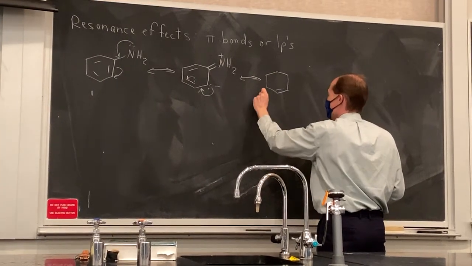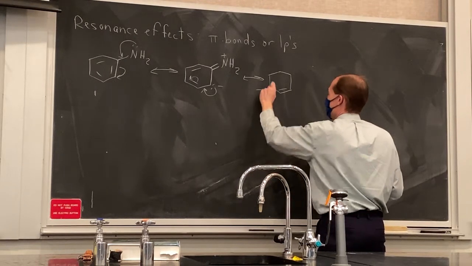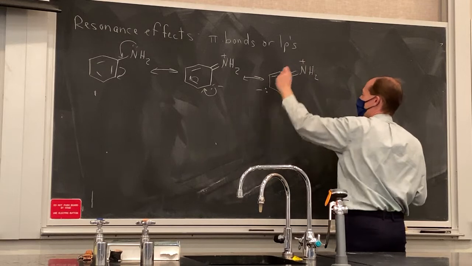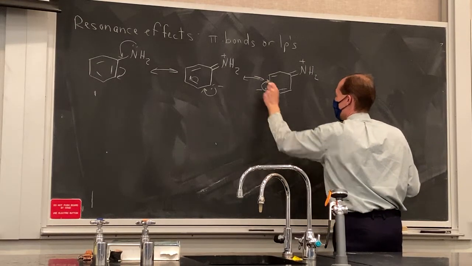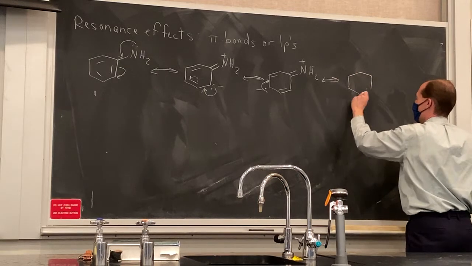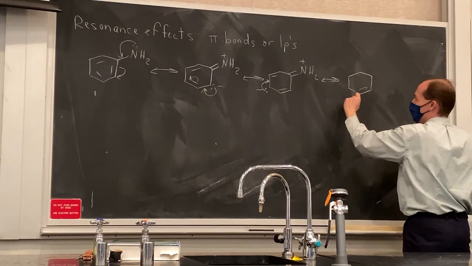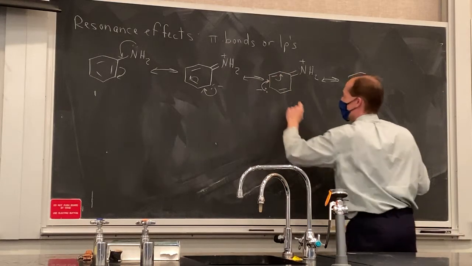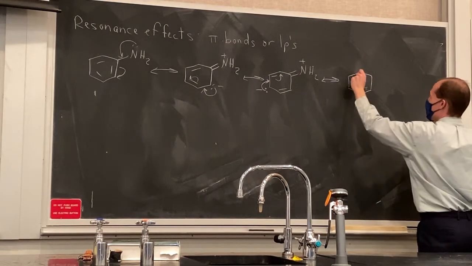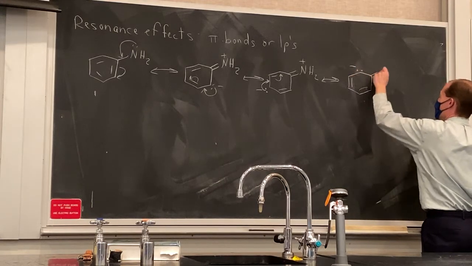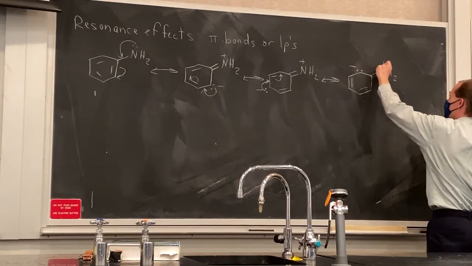We can delocalize that negative charge, formal negative charge. We can delocalize it on 3 of the carbons in the ring. So we end up with 3 different... forgot an arrow there, sorry.